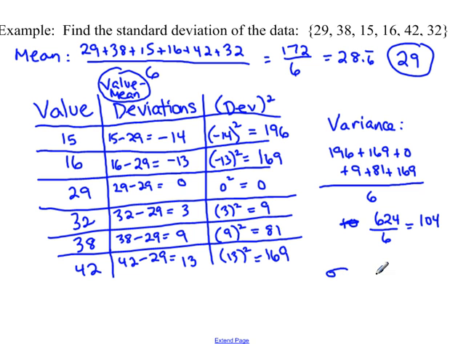This is the symbol for standard deviation. Just take the square root of that variance and round. So that was 10.198. We're going to look at the second decimal place, the 9, and round the 1 up. So your answer will be 10.2. And that's how you calculate the standard deviation.